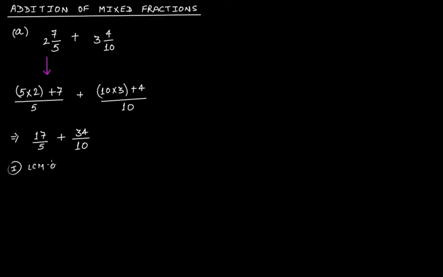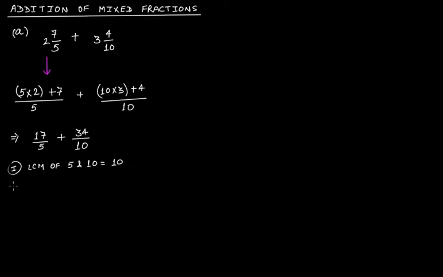LCM of 5 and 10. If you find the LCM of 5 and 10, then you can clearly see that 10 is divisible by 5. That is, 5 is a factor of 10. Now since 5 is a factor of 10, therefore the LCM of these two numbers will be 10. Okay, so the LCM of 5 and 10 will be 10.